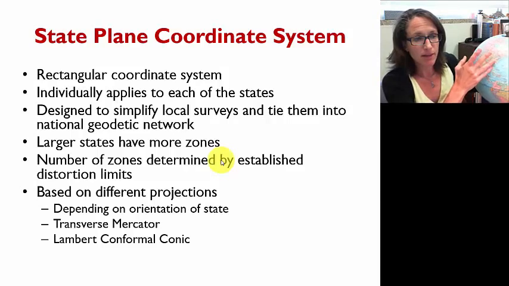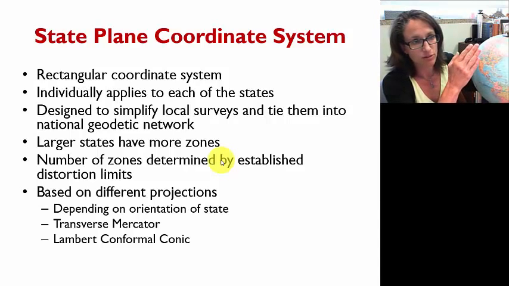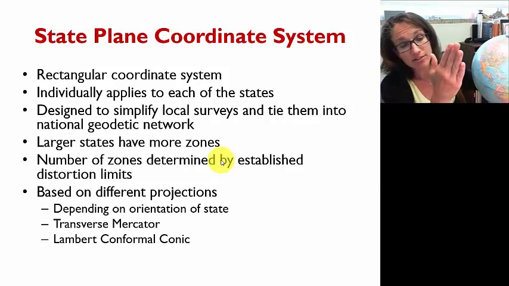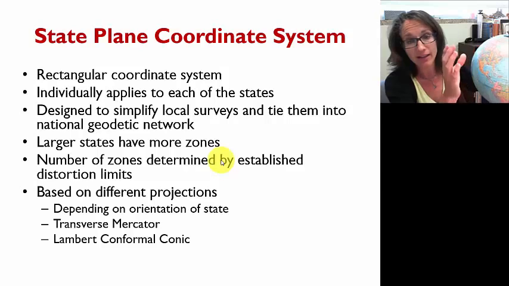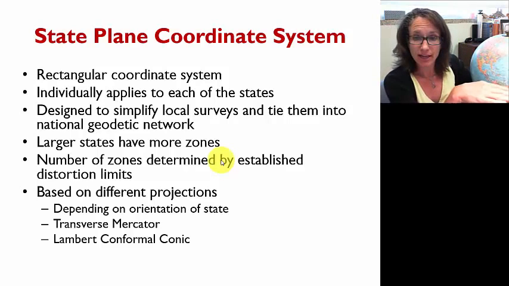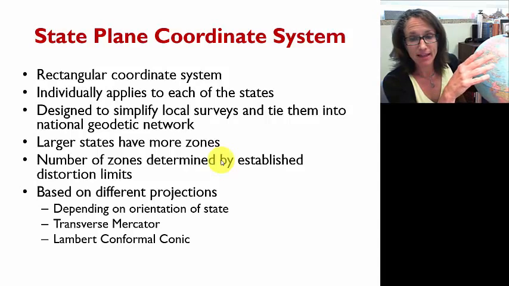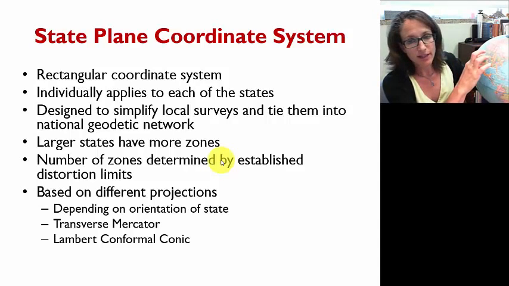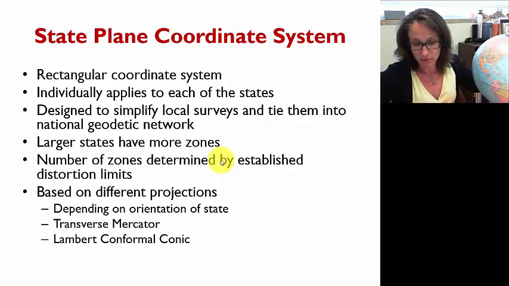And the number of zones depends on some distortion limits that are set. And so if the zone got too big and you got far out to the edge of the zone and your distortion got too high, then they had to reduce the zone. So the bigger the state, the more zones they have. And if the state runs east-west, then the Lambert conformal conic projection was used, and if the state runs north-south, the transverse Mercator projection was used.